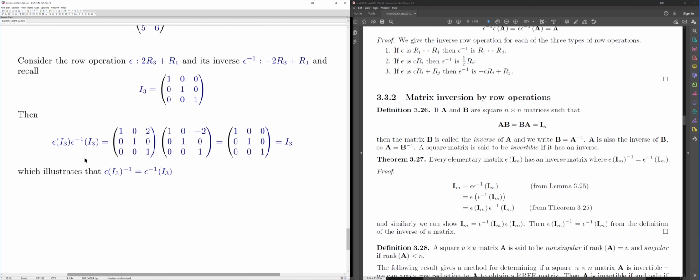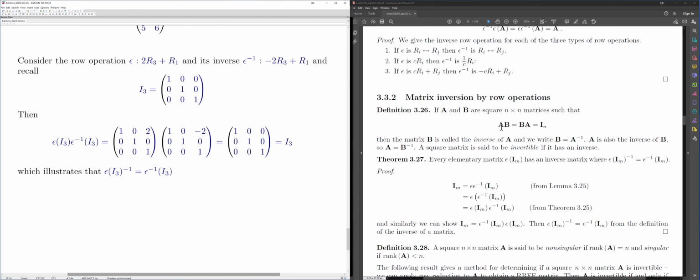According to this definition, this is an elementary matrix, epsilon I3. And this is the elementary matrix where instead of using epsilon, I use the inverse row operation. It turns out that when I multiply this matrix by my original epsilon I3, I get the identity. So what that is saying is that this matrix over here is the inverse of epsilon I3. So this here is the inverse of this matrix.